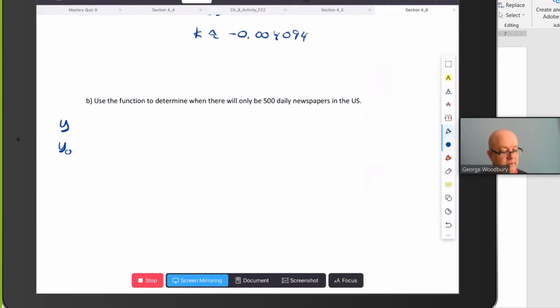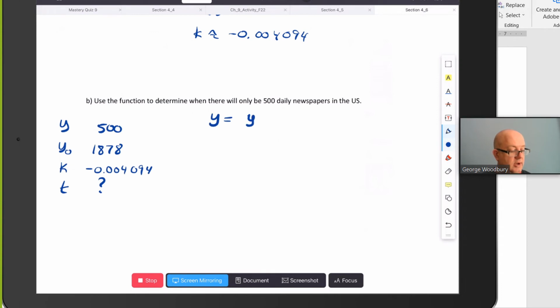I'm going to write y sub 0, k, and t. The value for y sub 0 doesn't change. That's 1,878. The value for k we just found, negative 0.004094. And it says, use the function to determine when there will only be 500 daily newspapers in the US. So we're either going to be given a value of y, newspapers, and find the time, like this problem, or we're going to be given the time and try to find the number of newspapers, y. So in this problem, we're trying to figure out when there's going to be 500. The time is unknown. Let's go.